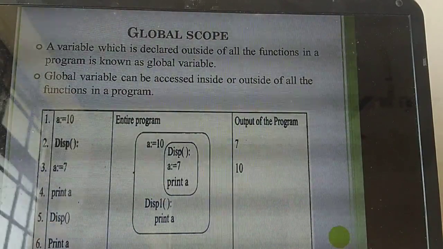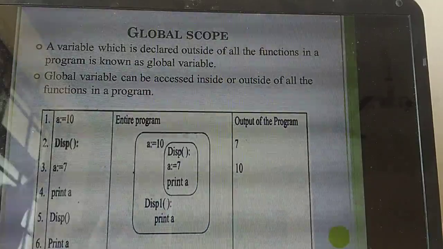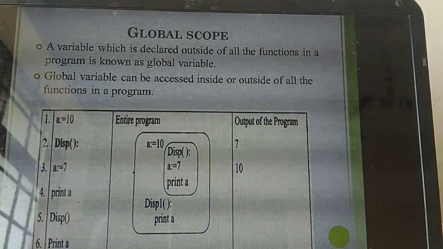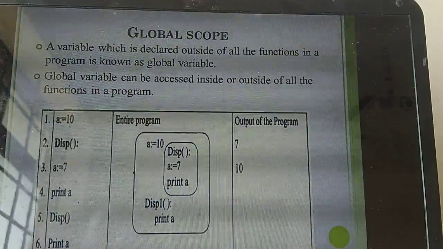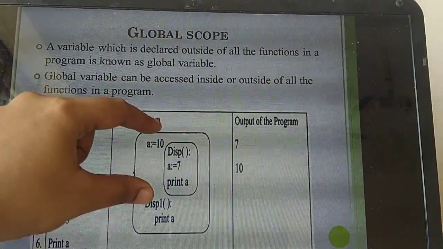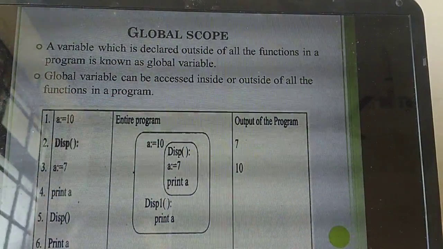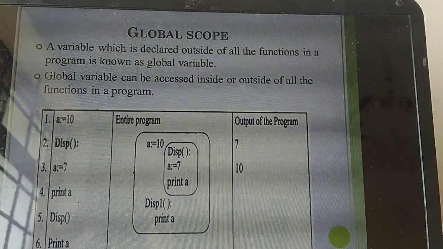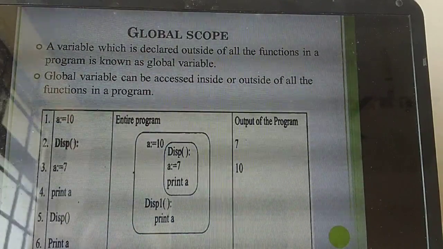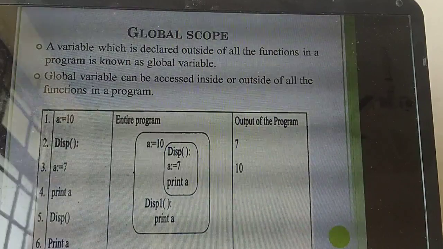How many functions are there inside the program? 2. What are they? Disp A f and disp 1 of. See, first there are two functions. Inner function and outer function. So listen. Which function will be executed first while you are compiling the program? Inner function or outer function?